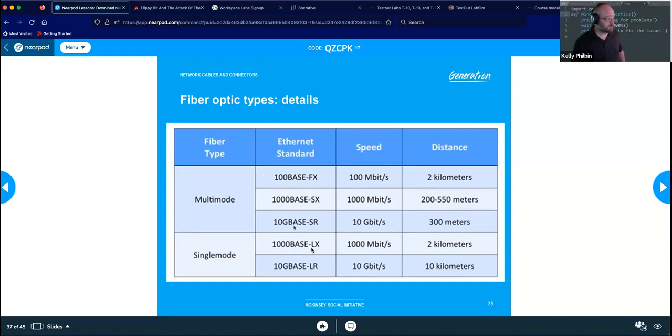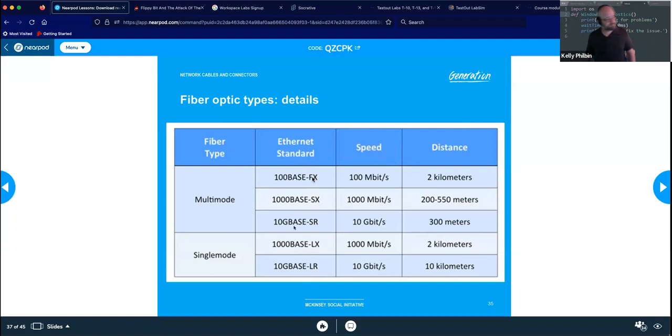Single mode, you get 1000 and 10 gigabit versions, 2 kilometers and 10 kilometers. So long haul. Easy to remember, L, long haul. And you have the S, short haul. And then the F, unfortunately, you have to remember, but it's fiber.